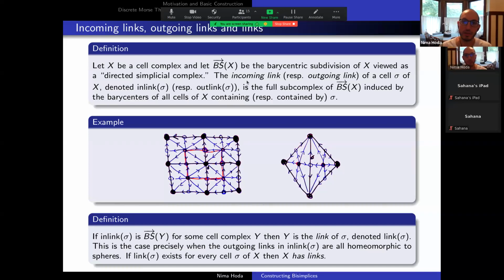And we're going to consider certain subcomplexes of the simplicial links of vertices in these barycentric subdivisions, the incoming links and the outgoing links. So the incoming link is the subcomplex of the link of a vertex corresponding to incoming edges. And similarly, we define the outgoing link. And you'll note that the outgoing link corresponds to boundaries of cells of X, and the incoming link corresponds to links.